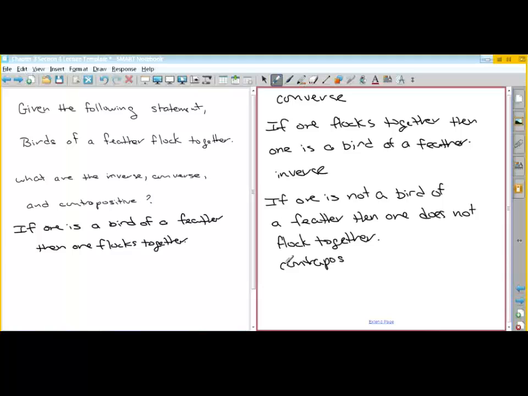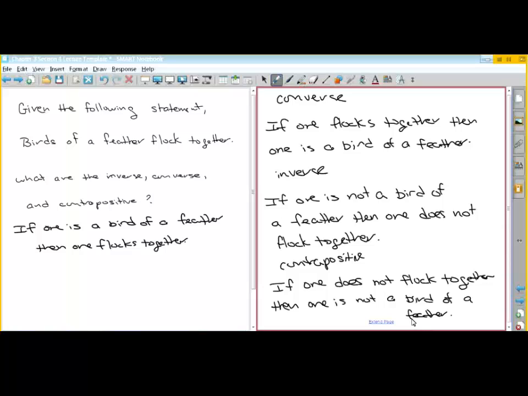So that's the inverse, and then you have the contrapositive, which would say, we just take the converse and we make it, if one does not flock together, then one is not a bird of a feather. So that's the contrapositive.